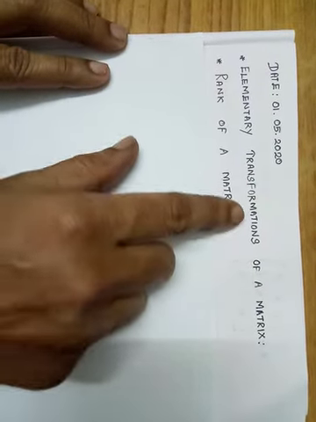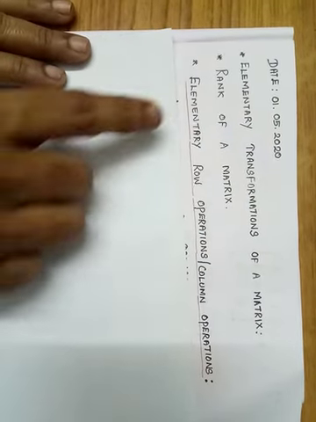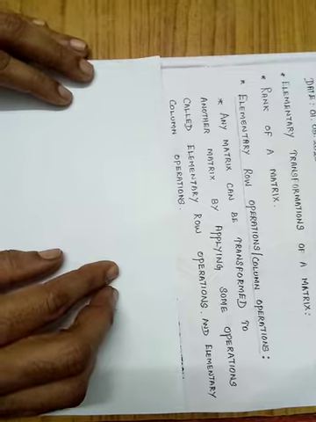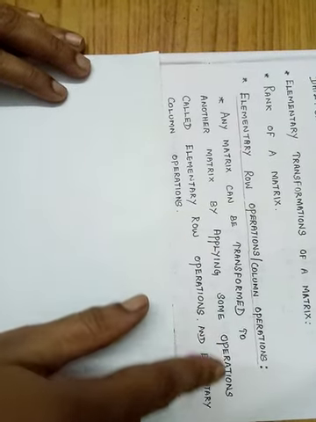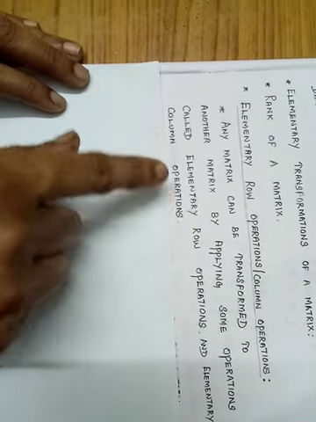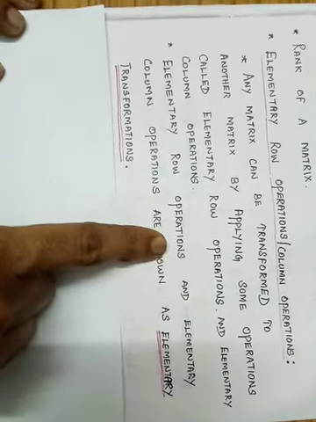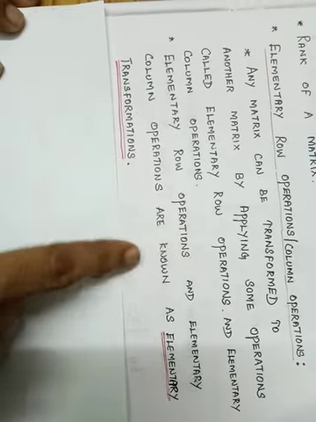Students, today's topics are elementary transformation of a matrix and rank of a matrix. So the first topic is elementary row operations and column operations. Any matrix can be transformed to another matrix by applying some operations called elementary row operations and elementary column operations. These are nothing but elementary transformations. Elementary row operations and elementary column operations are known as elementary transformation.